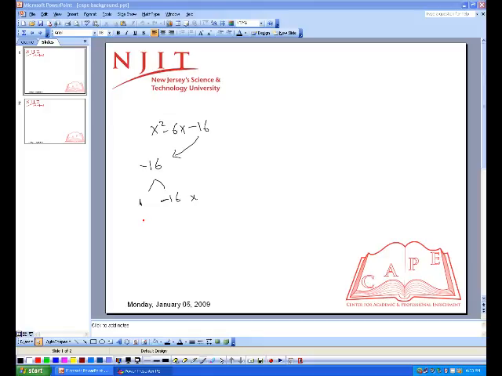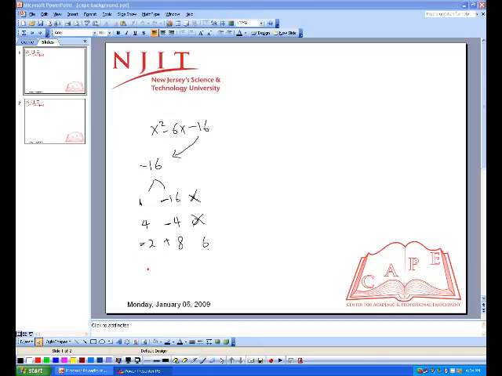Okay, let's try another pair. How about 4 times negative 4? Well, 4 times 4 is 16, and with a negative sign, that's another factor pair. However, 4 minus 4 gives you 0, and 0 is not negative 6, so this pair doesn't work either. Let's try another pair. How about negative 2 times 8? Negative 2 times 8 gives you negative 16. However, negative 2 plus 8 gives you 6. Well, 6 and negative 6 are close, but the signs are different. So this still wouldn't work.